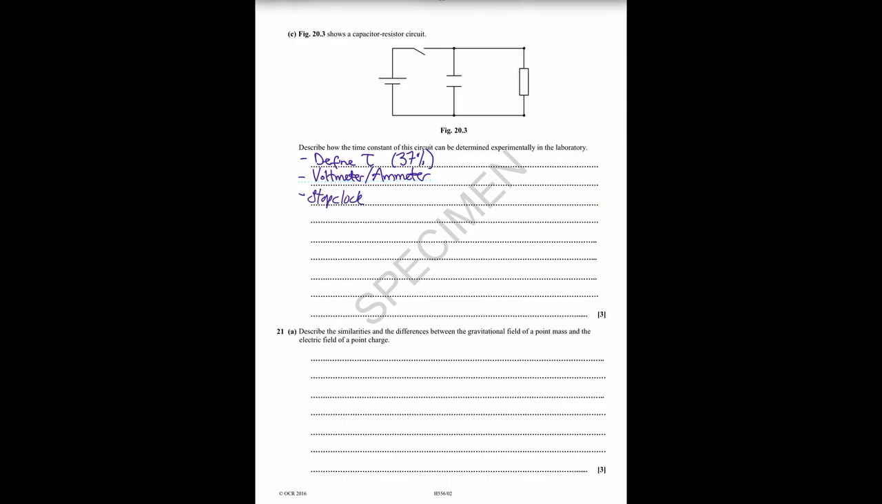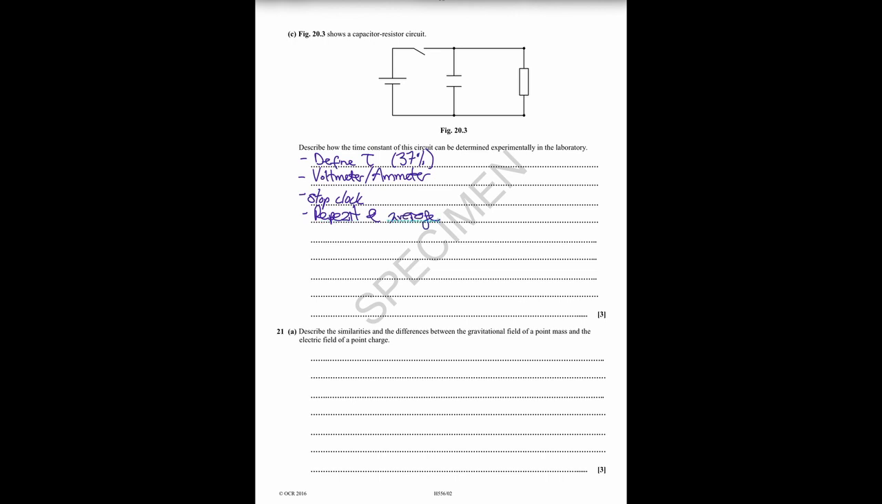And then it's just basically saying that same thing. So what's the obvious thing we're going to say now? Charge it up to full charge, close the switch, and then measure the time it takes for the reading on the voltmeter to go down to 37% of original value, or the reading on the ammeter to go to 37% of original value, and so on.